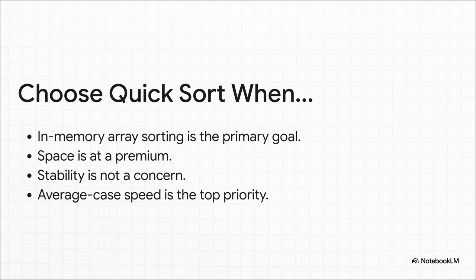On the other hand, you're going to reach for Quicksort most of the time you're sorting arrays that fit in memory, and your number one goal is average case speed. If you're short on space and you really don't care about the original order of equal items, Quicksort's low memory use and awesome cache performance often make it the faster choice in the wild.